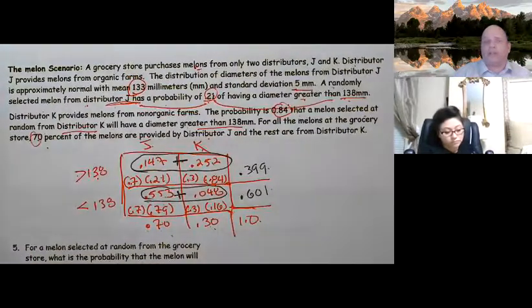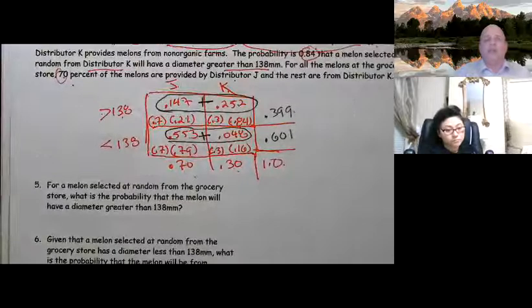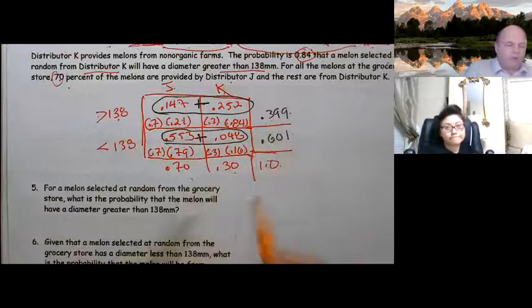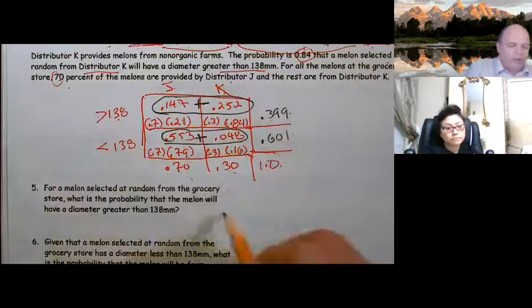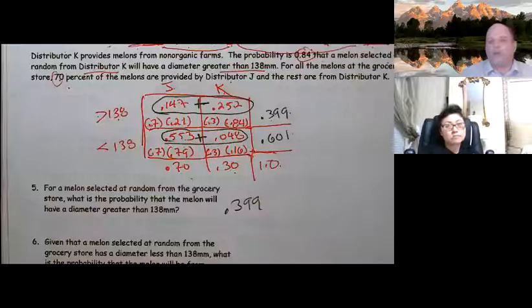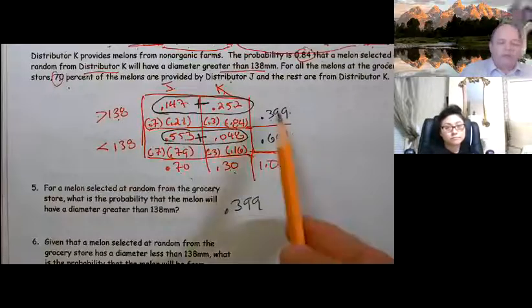A really good check. So for a melon selected at random from the grocery store, what is the probability that the melon will have a diameter greater than 138? Well, I showed all my work when I made the table. So this answer right here is just 0.399. It came straight from the table. I have no other work to do. It's right there because I did the work on the table.